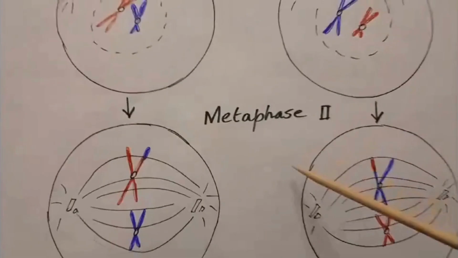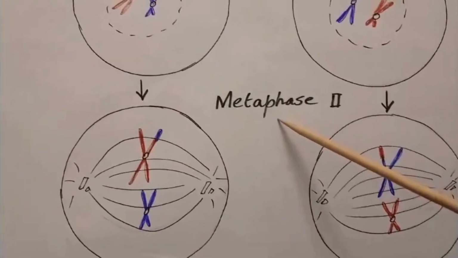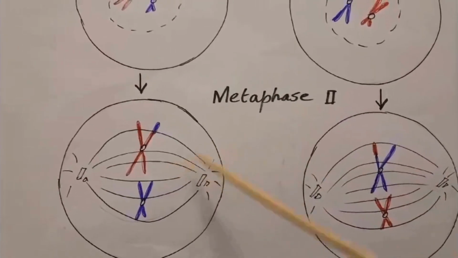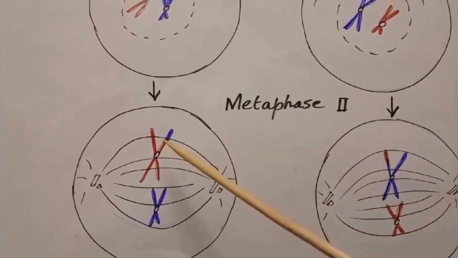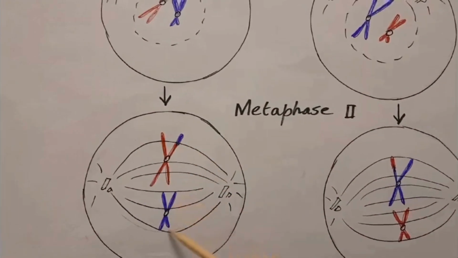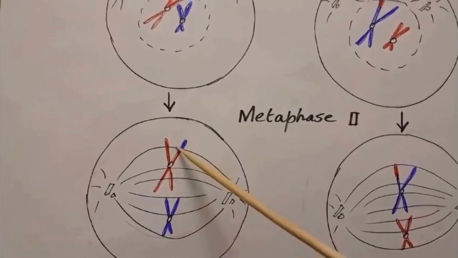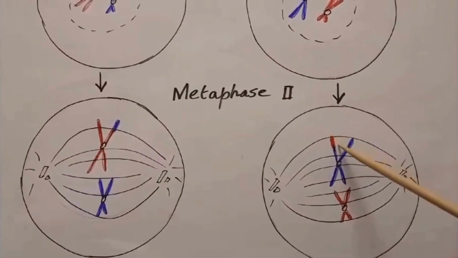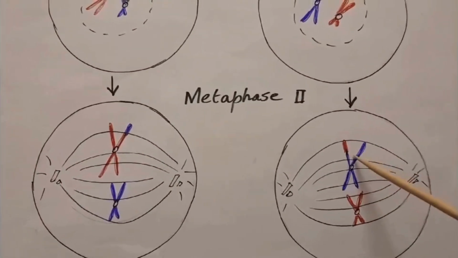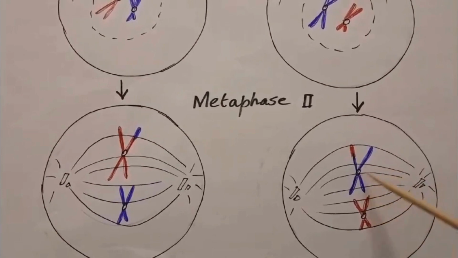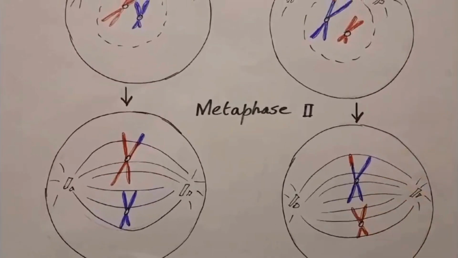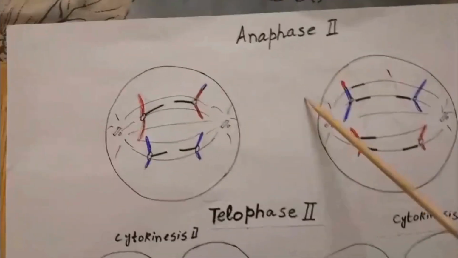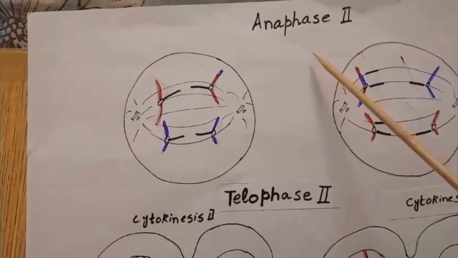And after that comes the next phase of meiosis 2, that is metaphase 2. Here in the metaphase 2, in both of these cells, the chromosomes arrange themselves in the center or on the equator of the spindle, and these chromosomes are now arranging themselves in a single file. After that comes the next phase, which is called anaphase 2.